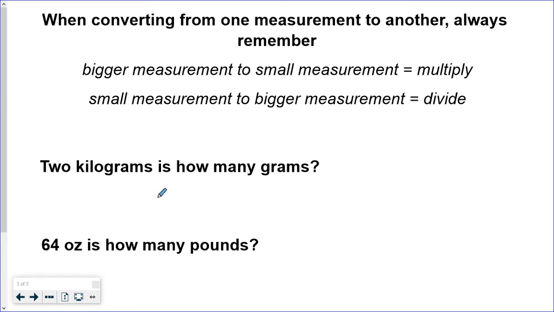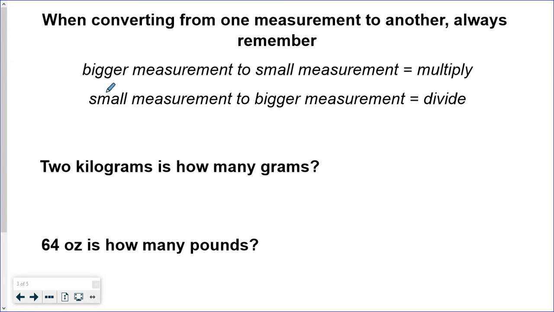Now, whenever you are converting from one measurement to another, we should always remember this. If you are ever going from a bigger measurement to a smaller measurement, we are going to multiply. And the reason why we're multiplying is both of these measurements are still equal to each other. The only thing that's changing is the number that's out in front. So we want to make the number bigger.